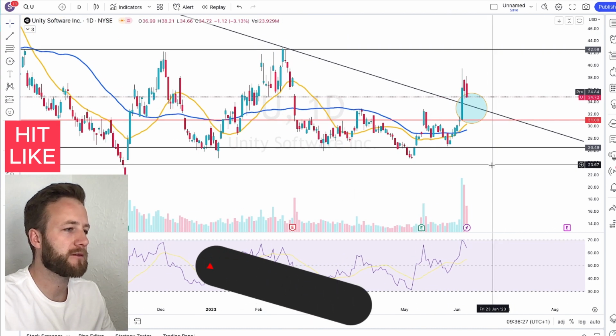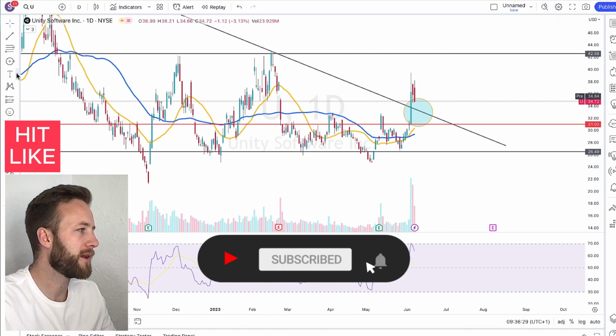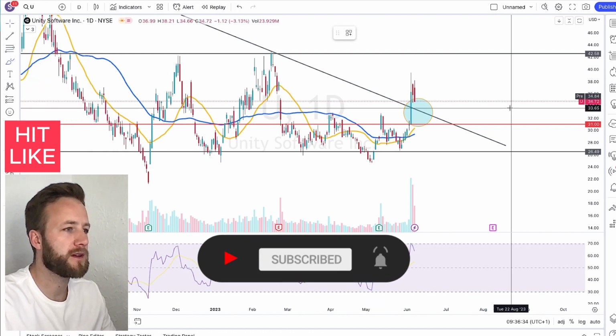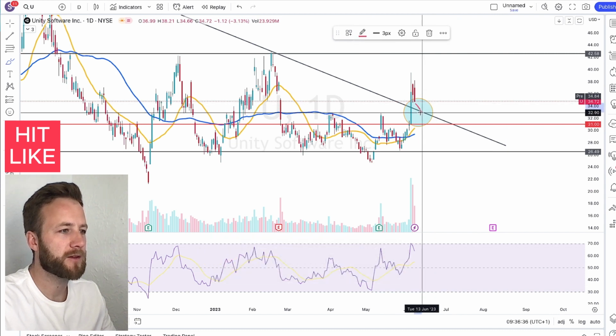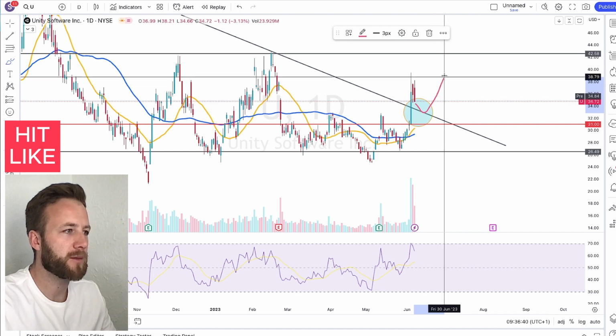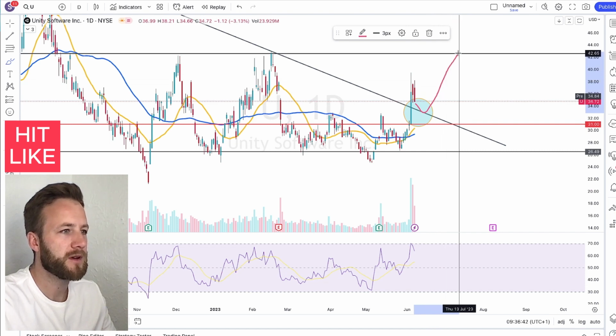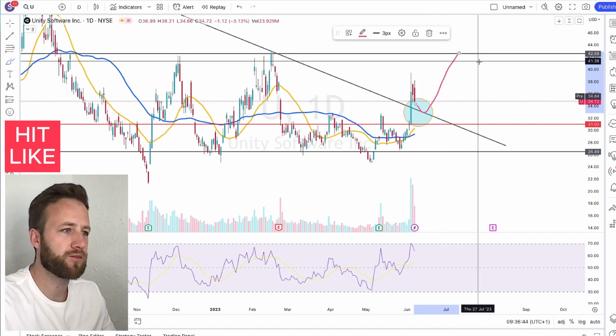So then what you'd be looking for is your play to play out a bit like this. Obviously, fingers crossed. Where is my brush? My brush is here. So it would come down, bounce off this kind of trend line, the 20 moving average, and hopefully make a move up to this 42 level, and that's where you take your first lot of profits.